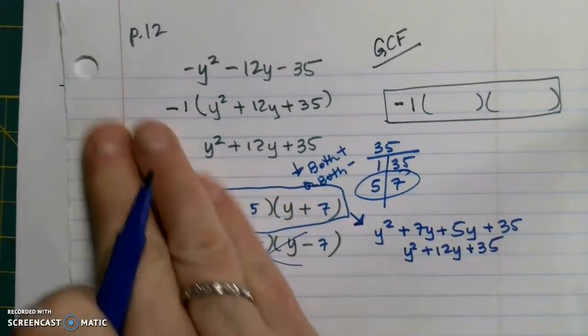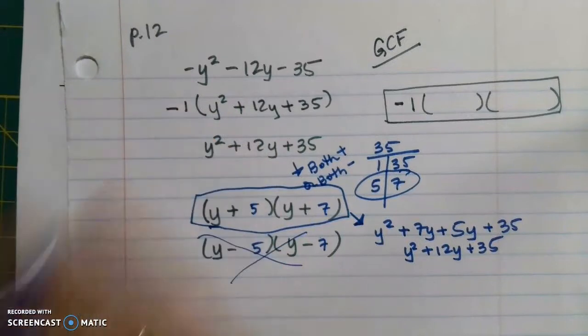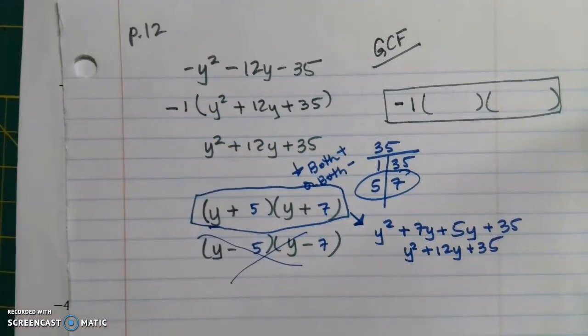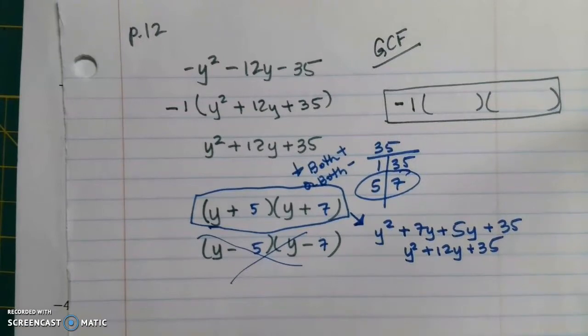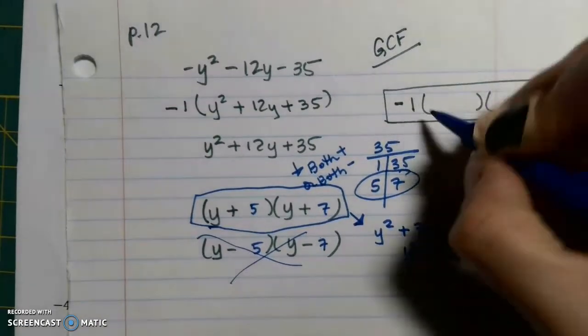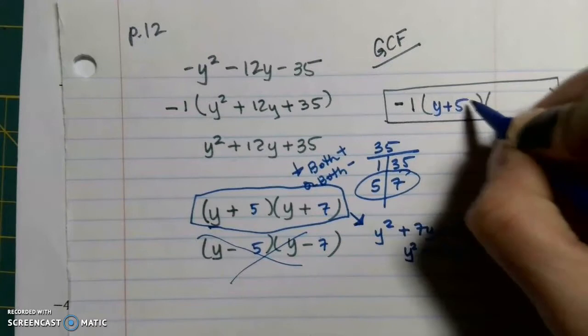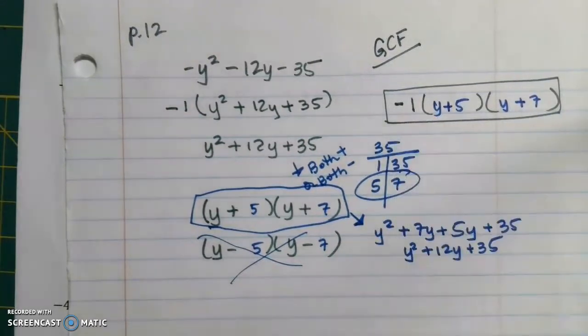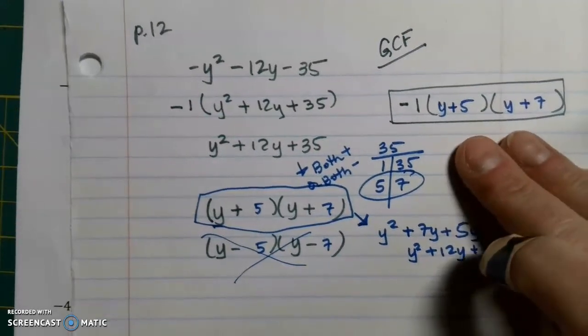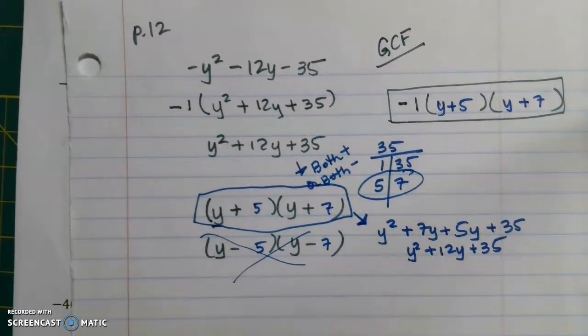Now remember, that wasn't the actual original one printed in the notes. We need to not forget that GCF of -1 that we had pulled out previously. So in my final answer, I'm going to have a -1 out front, or just the negative sign out front, and then those two binomials, y plus 5 and y plus 7.